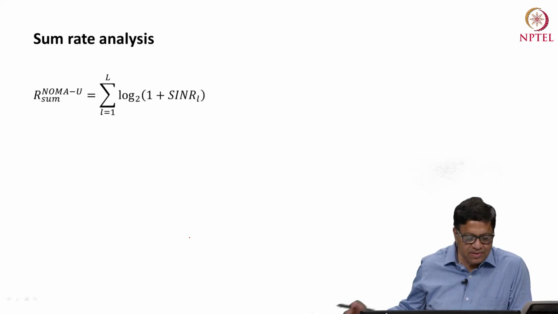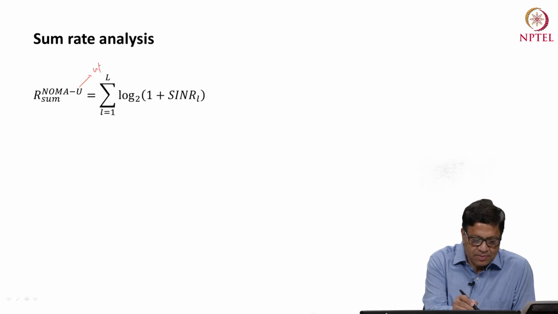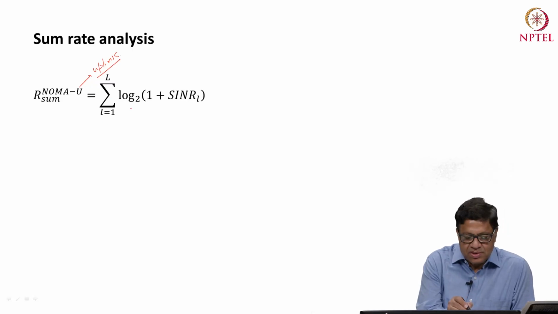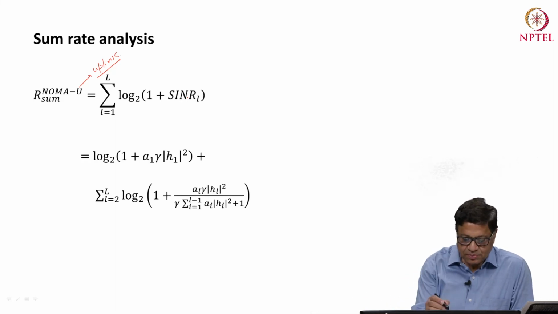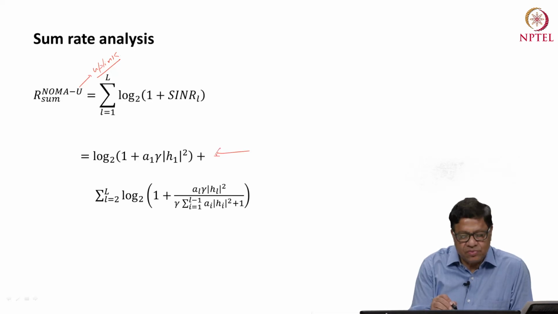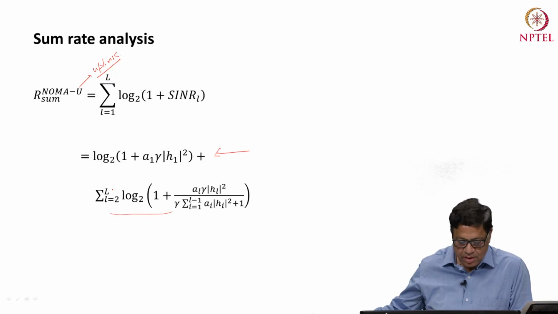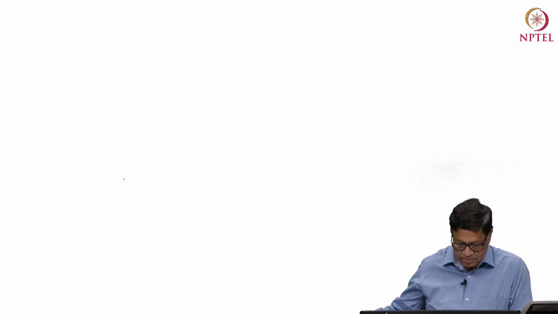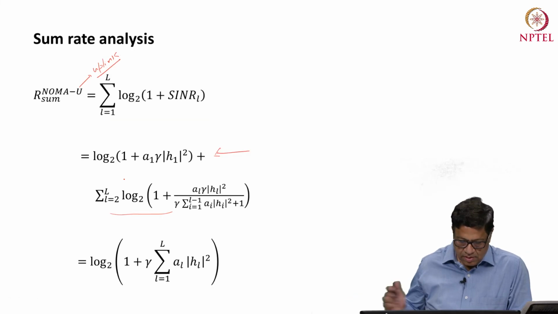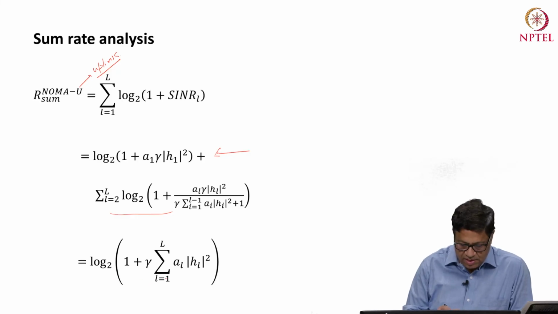And if you see the sum rate analysis, this is the sum rate for the uplink. A summation over all the users of log2(1 plus SINR), the similar way as we had done for the downlink. So this will have two terms. This is for one user, and this is for the rest of the users from L equal to 2 to capital L. So this is log2(1 plus gamma summation over L equal to 1 of a_L |h_L|^2).